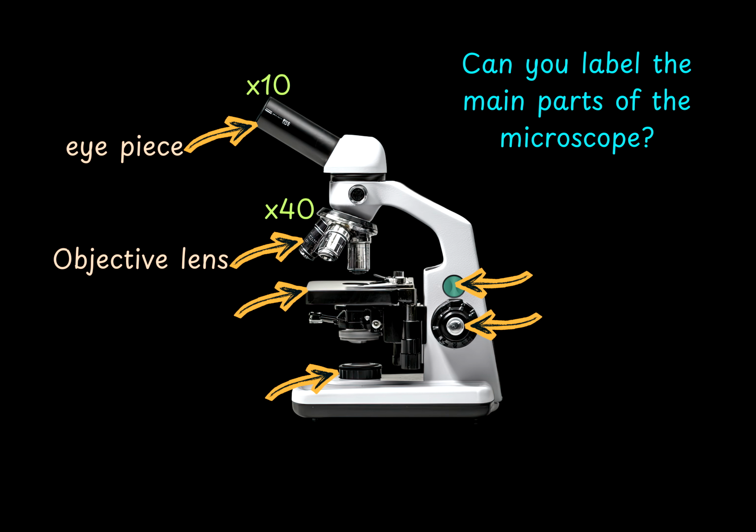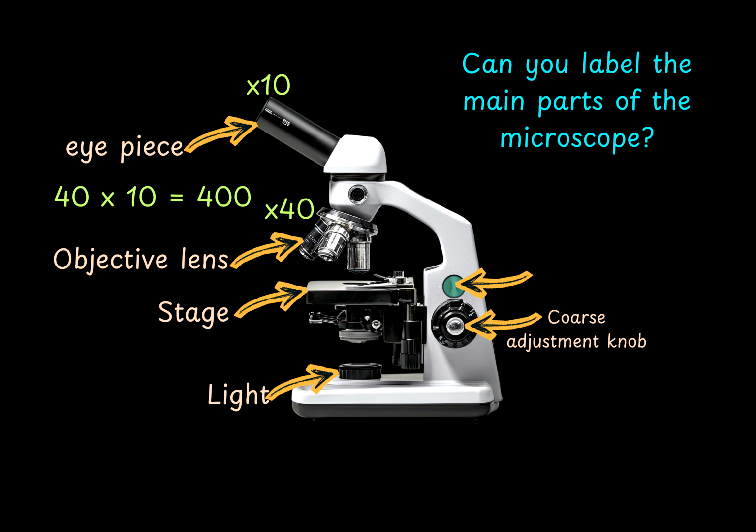So for example, if your eyepiece lens is 10 and the magnification from the objective lens that you're using is times 40, that would be 400. Good, let's move on. So the next part is the stage. And then we have our light. And then we have two knobs on the side. One that is called a coarse adjustment knob, and that is the bigger knob. And the smaller knob is the fine adjustment knob.